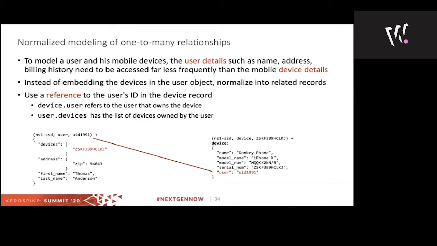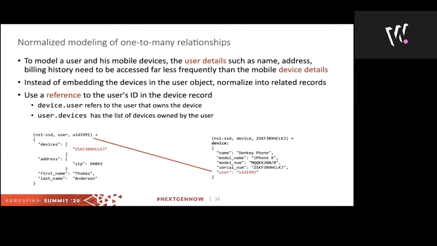Maybe I pay my bill once a month, and that's about all that happens on the human side of things. On the device side, we said there might be more information that changes more frequently. So instead of having them embedded, using that embedded sub-object pattern that we talked about before in the denormalized way, now we're going to have these as 2 separate objects. And obviously we have a many-to-one relationship here.